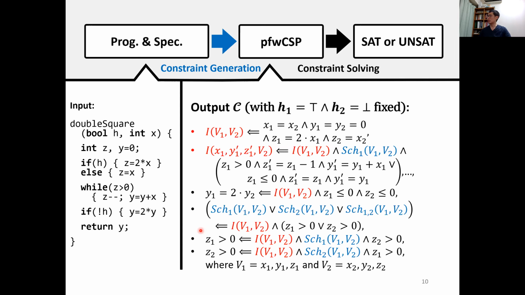The key details are here. The I and the SCH1, SCH2, SCH12, these colored guys are predicate variables. They are intuitively placeholders for concrete predicates. And the goal of constraint solving is to find assignments, i.e. concrete predicates for these predicate variables that would make each of these clauses, each of these logic formulas, logically valid.